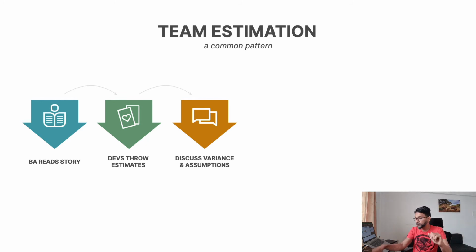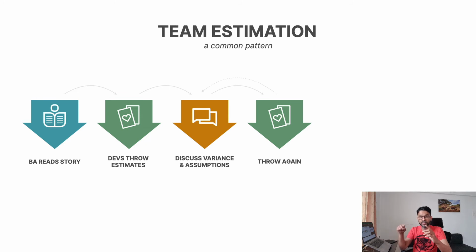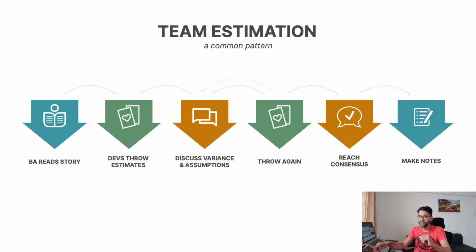You then do another round of throwing, and you keep doing this until you have consensus. And then finally, once you have consensus, you make notes of what assumptions the team had to arrive at this estimate and note down the estimate for that particular story. Always, always, always remember, we have to take notes because, well, all estimates are guesses, and those guesses are based on assumptions. So if the assumptions change sometime in the future, then you will have to change your estimate.